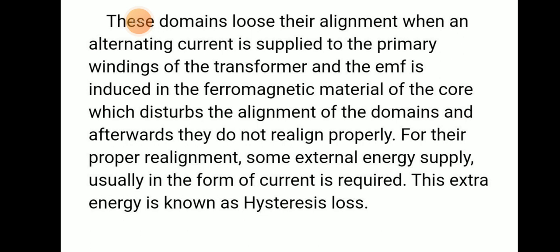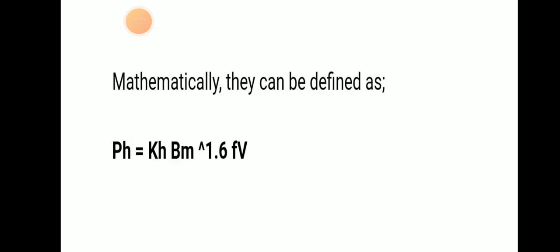This extra energy is known as hysteresis loss. Like I mentioned, these domains lose their alignment when alternating current is supplied in the primary winding. As EMF is induced in the ferromagnetic material of the core, it disturbs the alignment of the domains, and afterwards it is very difficult to realign them. So some external energy is required for proper alignment, and this energy loss is known as hysteresis loss. It can be found from the formula Ph equals Kh into Bm to the power 1.6 f V.